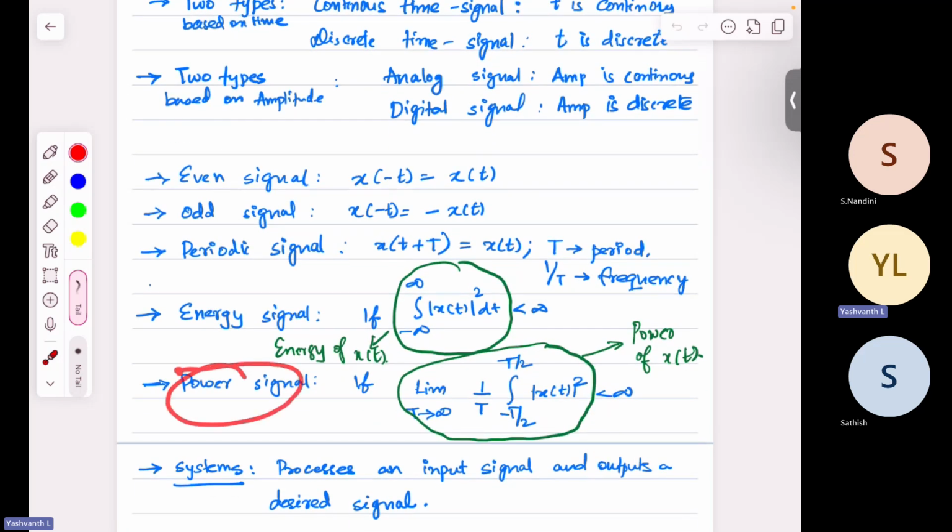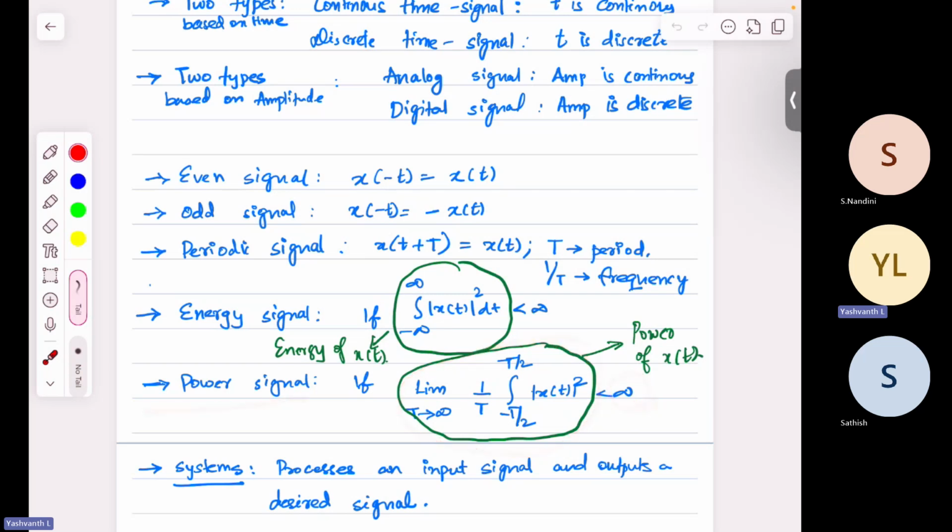Just like how energy should be finite, for a power signal, the power of the signal should be finite. If that is the case, then such a signal is called a power signal. And power is computed as limit capital T tends to infinity, 1 by T integral from minus T by 2 to plus T by 2 of mod x of t squared. This is called the power. If this power is less than infinity, that is, a finite number, then it's a power signal. So these are the broad classifications of signals.